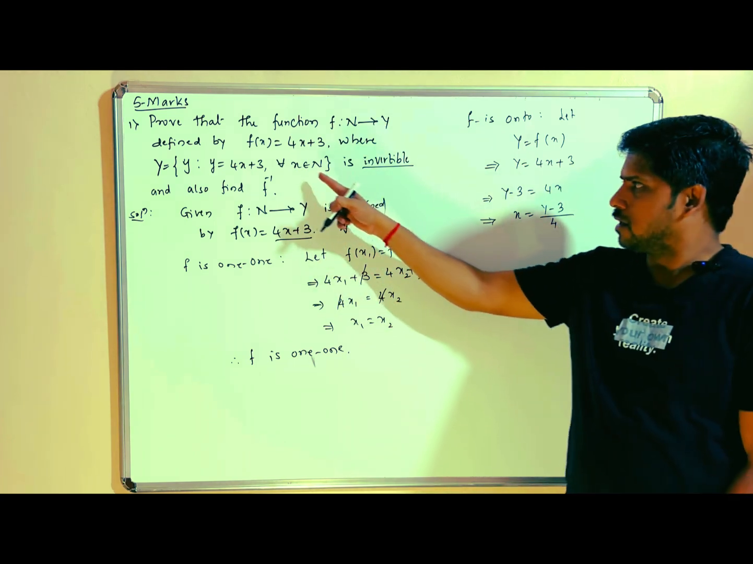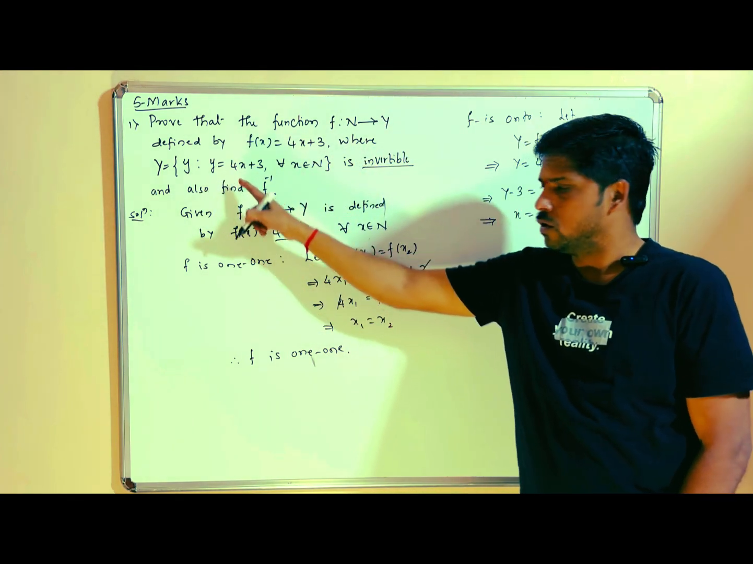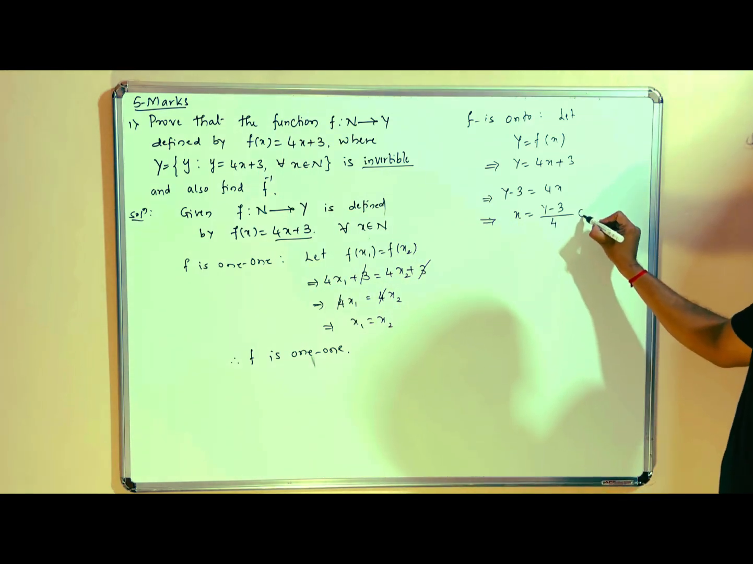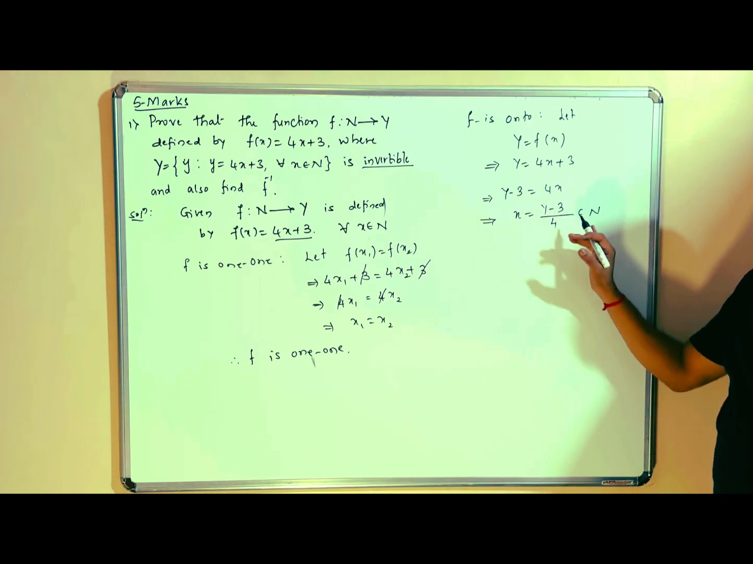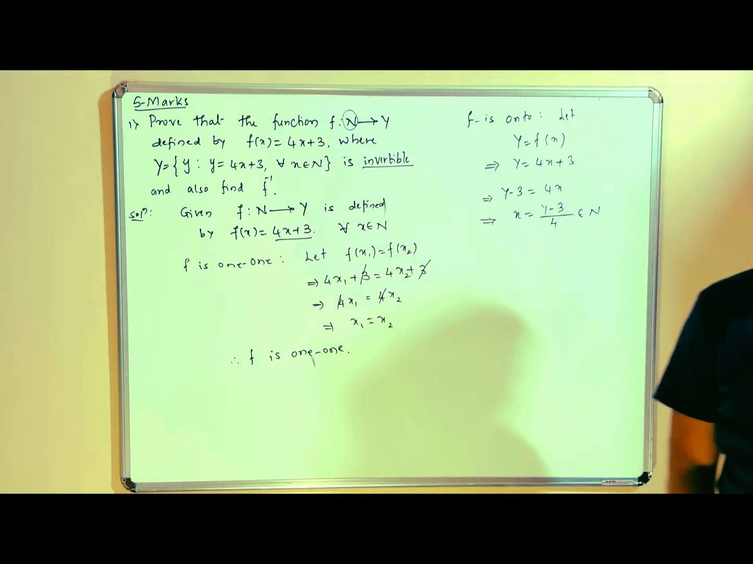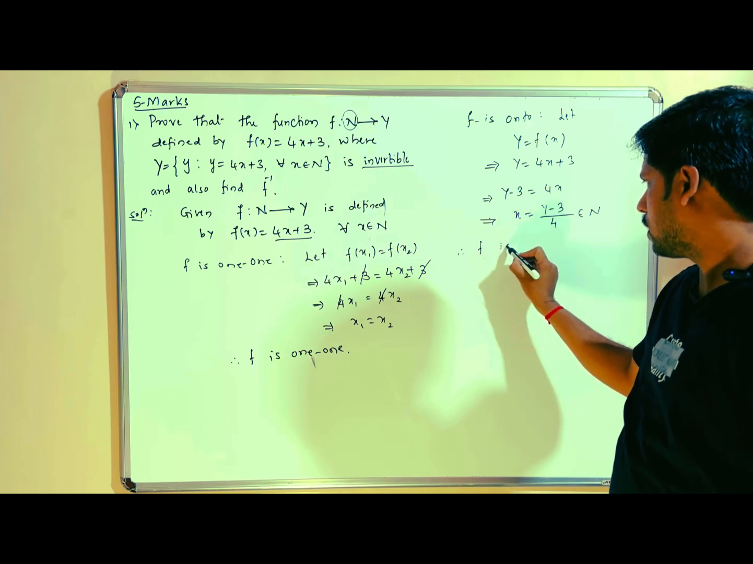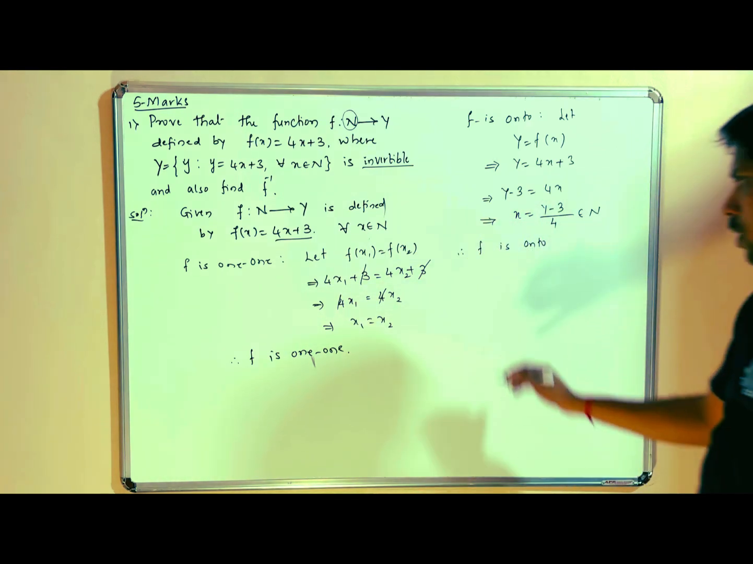Here x is a natural number. Y is equal to 4x plus 3. So whenever we substitute a y value, we are going to get x belongs to the natural numbers. So therefore x belongs to N, because our domain is N, right? So therefore f is onto. F is onto.